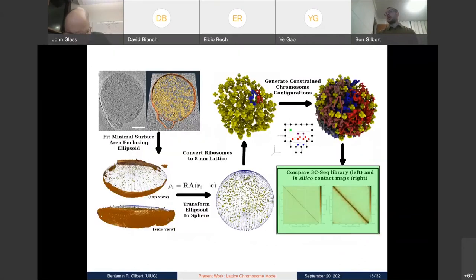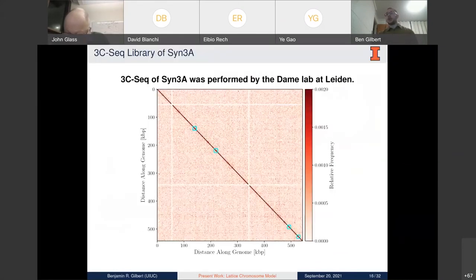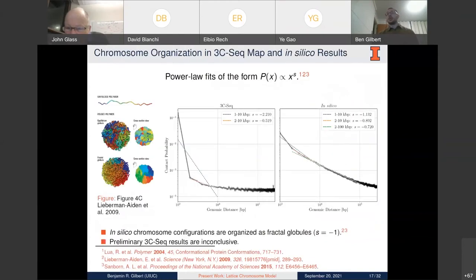And so after we did that, we then compared it to 3C-seq libraries that were prepared. Here's an example of one of those contact maps, which I'm sure will be the discussion of talks to come later. And just to provide a very brief comparison, we fit a power law of the following form to look at the organization of the chromosome, to see if it's organized more similarly to a fractal globule, which is shown on the left, where there are clearly defined regions, or an equilibrium globule, where all of the different regions of the chromosome are mixed up. And in the in silico case, we found that it was organized more similarly to a fractal globule.